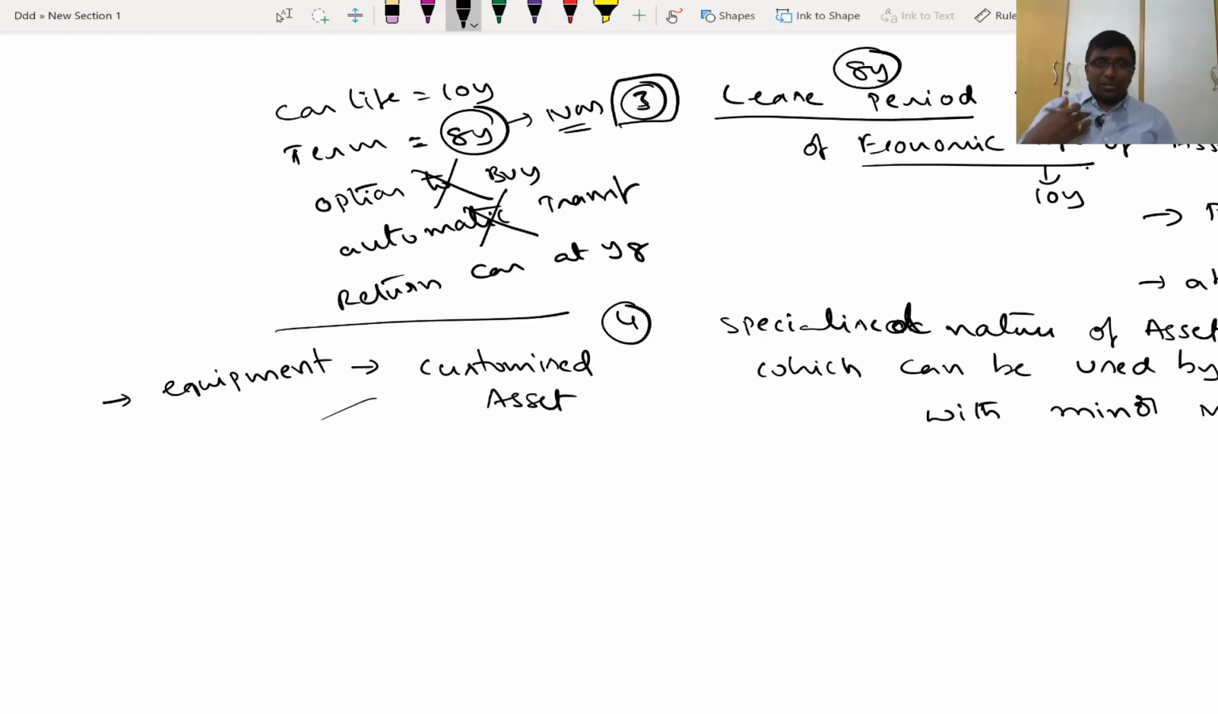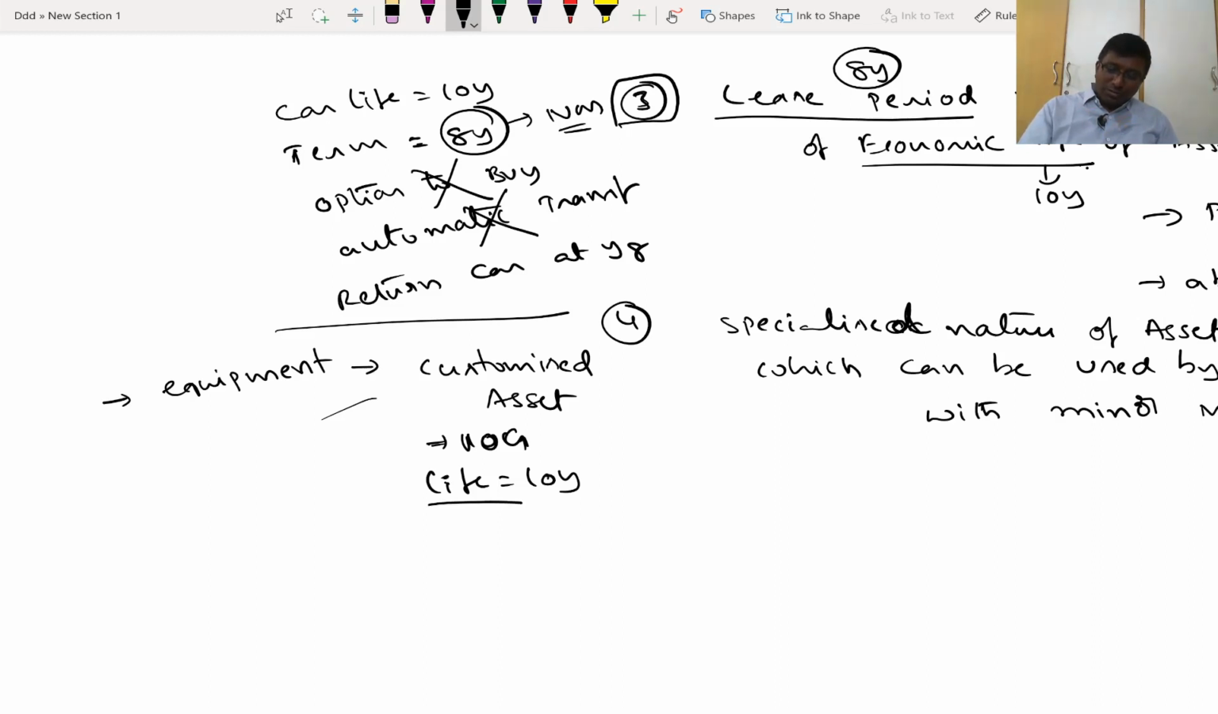Now I will tell, Mr. X, you get me this. Sorry sir, I will get you. How much does it cost? It costs you 10 crore rupees. No problem. Correct. Now, what is the life of this asset? The life of this asset is equal to 10 years, it will work.